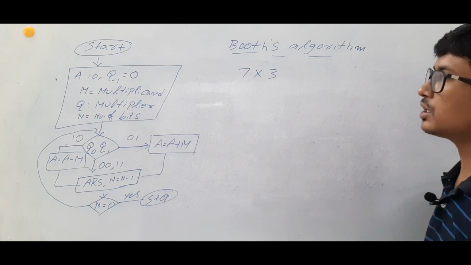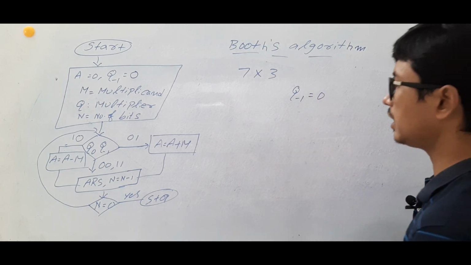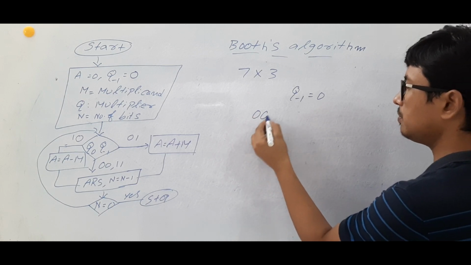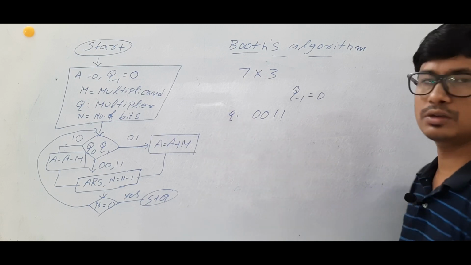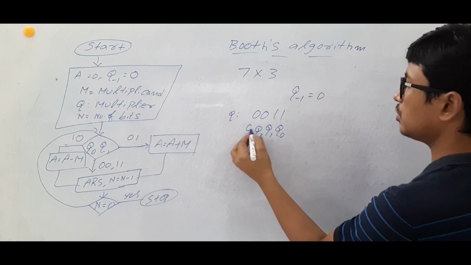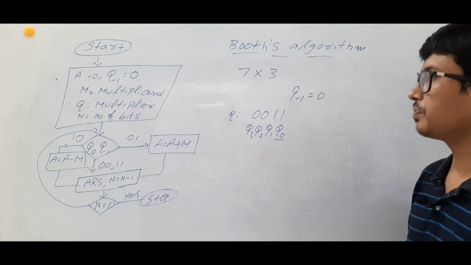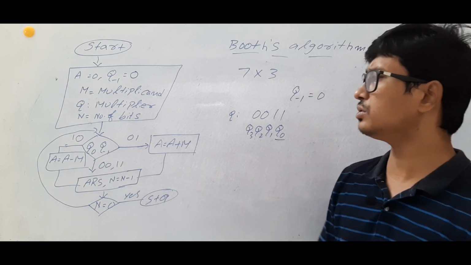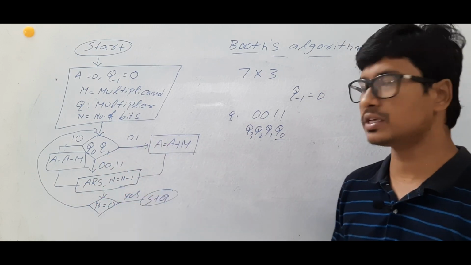What is meant by this q0 and q minus 1? Initially you make q minus 1 equal to 0. Then if you represent this 3 as a 4-bit number, it will be 0011. This is your Q. Am I right or wrong? So q0 is this one, then q1, q2, q3. So this is the q0 and this is the q minus 1. If q0 and q minus 1 are both 0, 0 or 1, 1, then you have to perform an arithmetic right shift and reduce the n value.